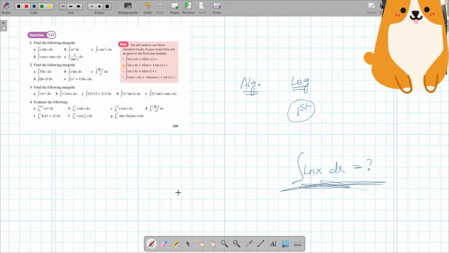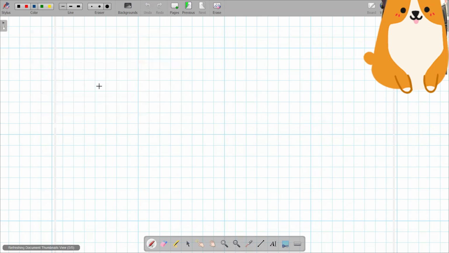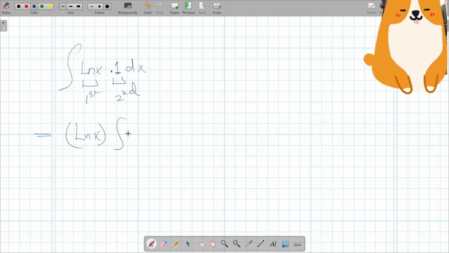So, by the way, how can we integrate log x? Let's do it. Can we integrate ln x? Not directly. So we will put 1 here, and we will take log x as the first function and 1 as the second function. Let's apply integration by parts. First function same, integration of second function, minus integral of the derivative of the first function times the integral of the second function.